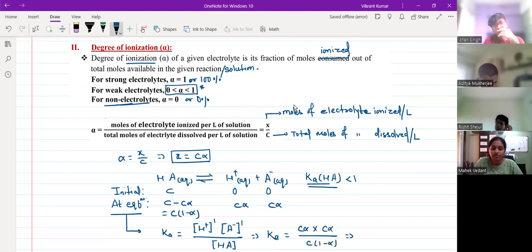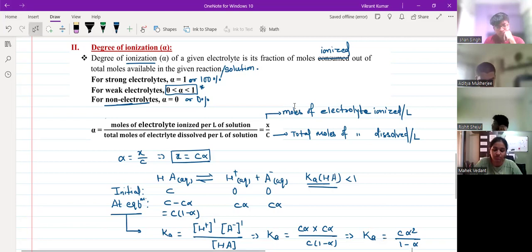So look, from here, like I told you, many times you'll be getting a quadratic equation. So we are getting the value of alpha. You can see a quadratic equation in alpha. So this kind of calculation we are going to do frequently. Any doubt in this part?